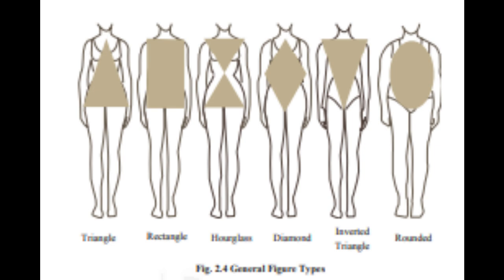Oval or rounded figure type. As the name suggests, this figure appears full rounded all over. Unlike tubular, the weight is above the ideal range. All the parts starting from the upper arms and shoulders, waist and midriff and hips and upper legs are large and rounding. Fig. 2.4 General figure types.